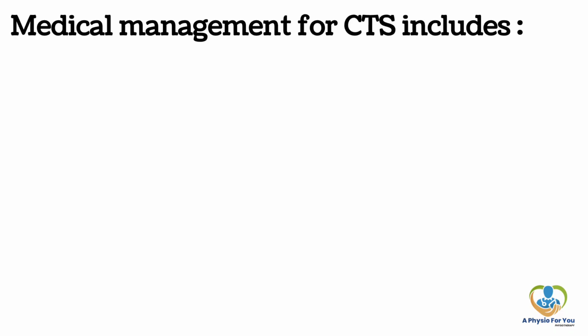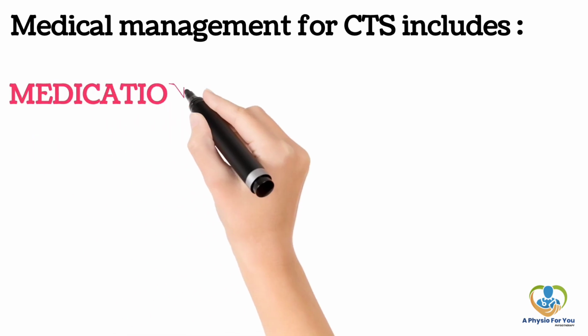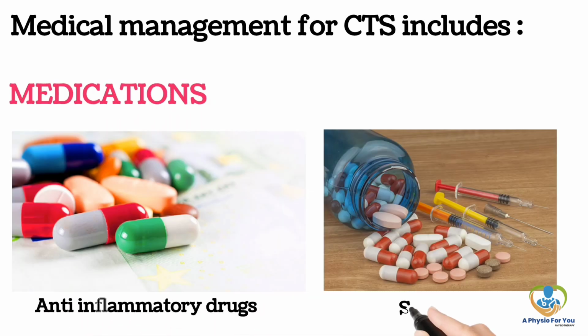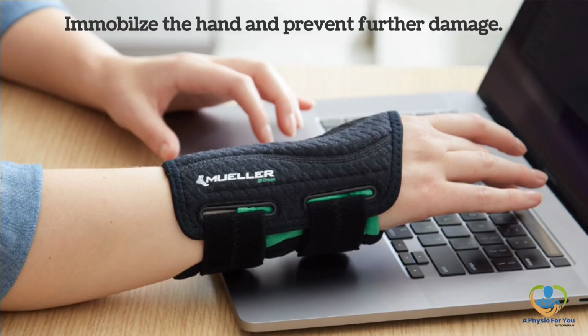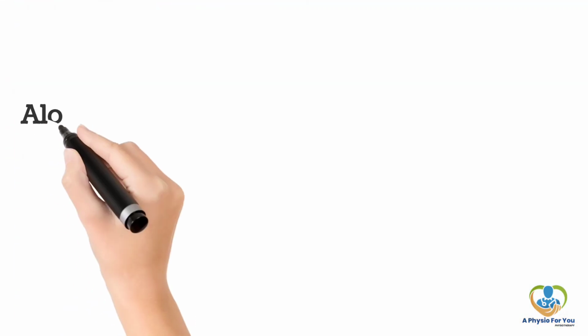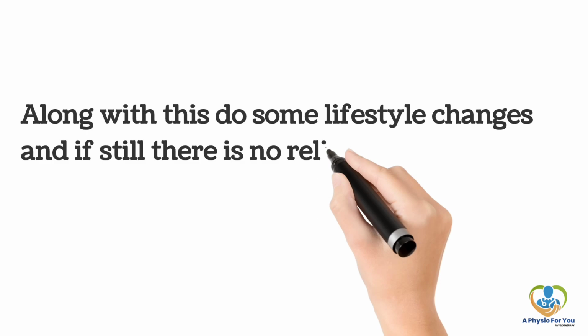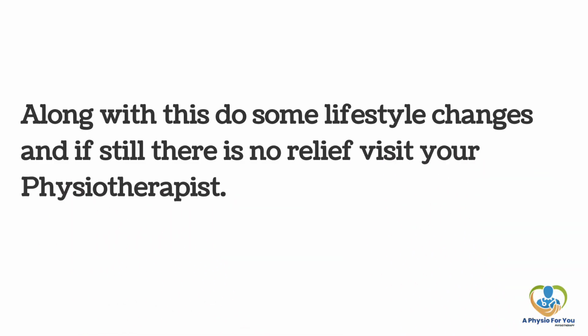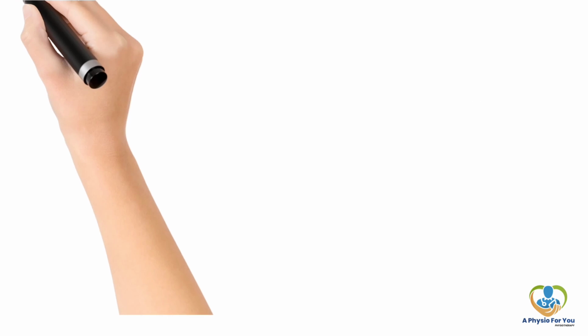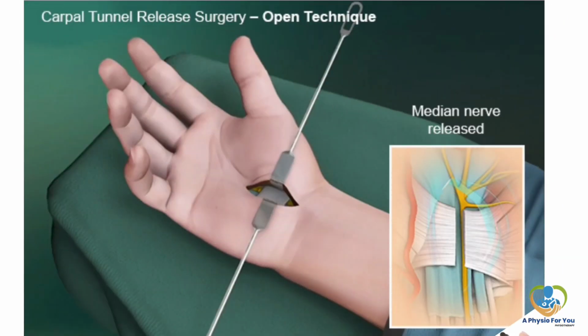Medical management for carpal tunnel syndrome includes medication such as anti-inflammatory drugs or steroids to reduce the pain and swelling. A wrist splint will immobilize the hand and prevent further damage. Along with this, make some lifestyle changes, and if there is still no relief, visit your physiotherapist and get proper treatment. If none of the treatments work, you might have an operation called carpal tunnel release, which will increase the size of your carpal tunnel and ease the pressure on the median nerve.